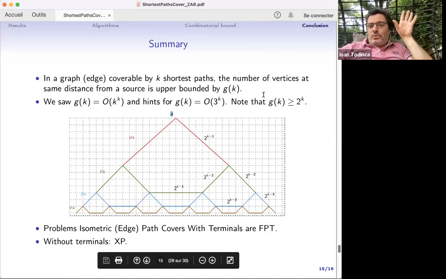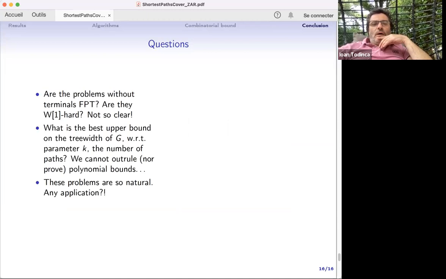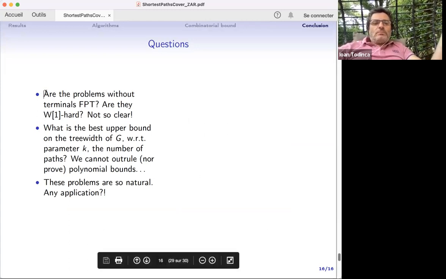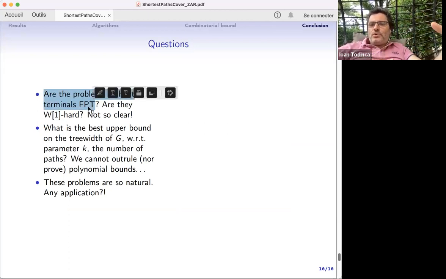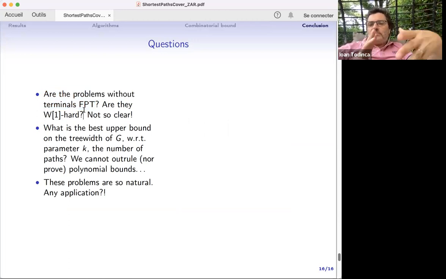So okay, it works for edge coverings. It also works for vertex coverings, and as an algorithmic consequence, the algorithmic problems are FPT if the terminals are given, and XP if the terminals are not given and need to be guessed. So okay, some questions. The frustrating question is, what about problems without terminals? Are they FPT? Is it something that we overlooked? Or maybe should we have a W1 hardness proof?